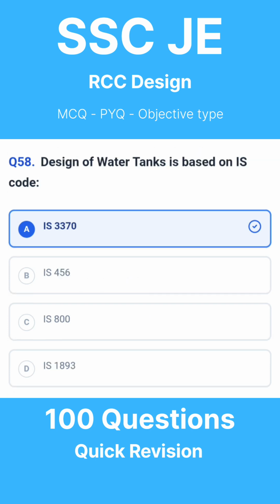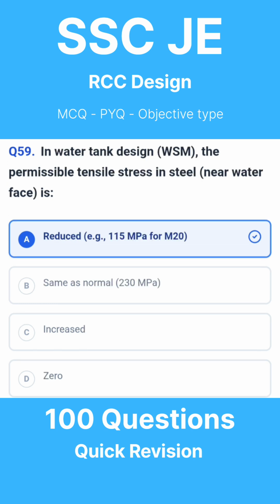Question 58. Design of water tanks is based on IS code. The correct answer is 3370. Question 59. In water tank design WSM, the permissible tensile stress in steel near water face is. The correct answer is reduced, e.g., 115 megapascals for M20.